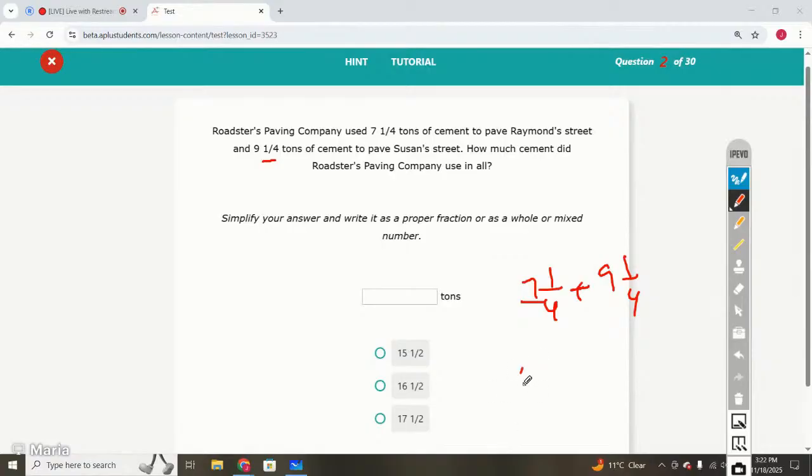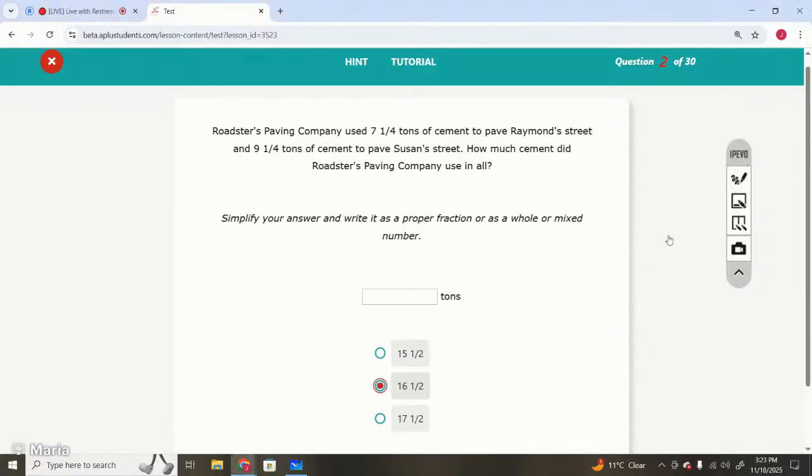7 plus 9 is 16. 1 plus 1 is 2. Divide the fractional part by the greatest common factor just to write the fraction in the lowest form. So 16 whole 1 by 2 it is. Got it? Option number 2 is the correct option. That is 16 whole 1 by 2.